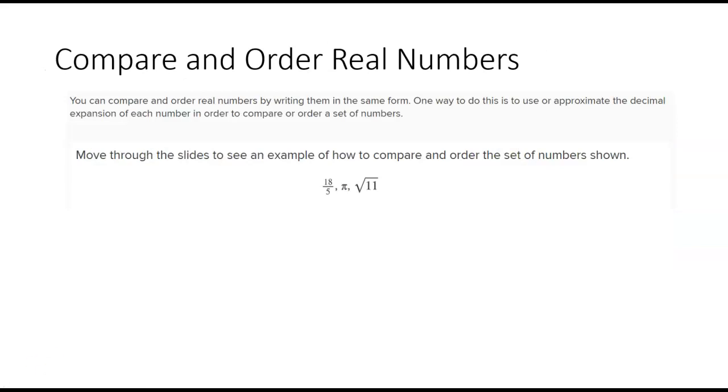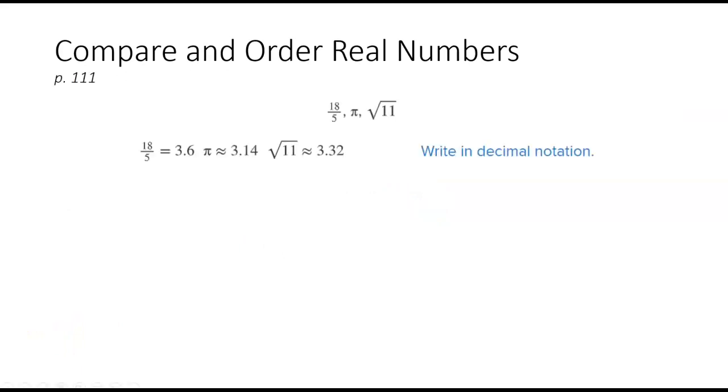We can compare them by writing them in the same form. So one way to write them in the same form is to write them all in decimals so that we can compare them to each other. So if we want to compare 18/5, pi, and square root of 11, these are three numbers in very different forms. The way we are going to do that is to first write them in decimal notation.